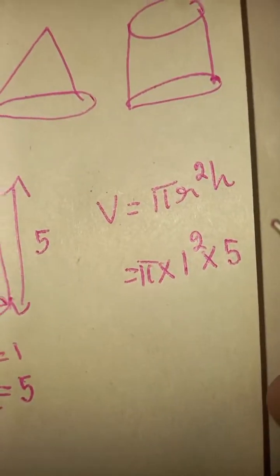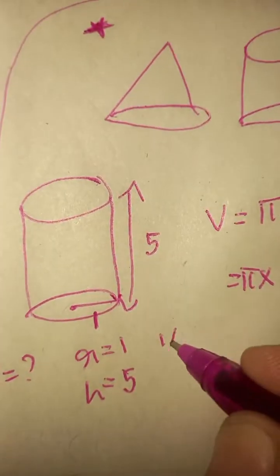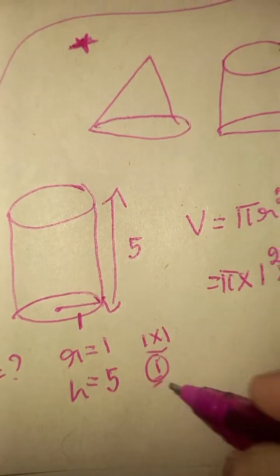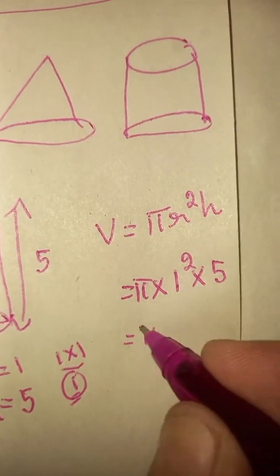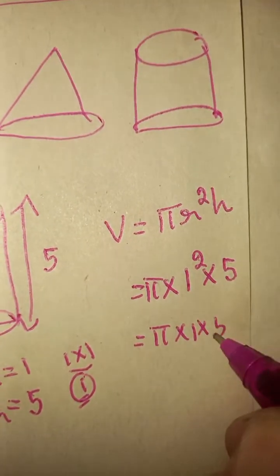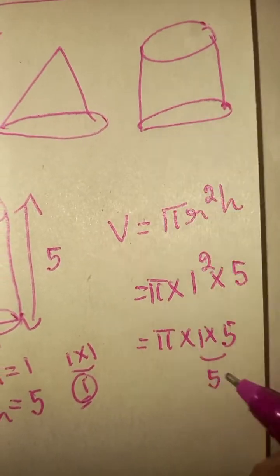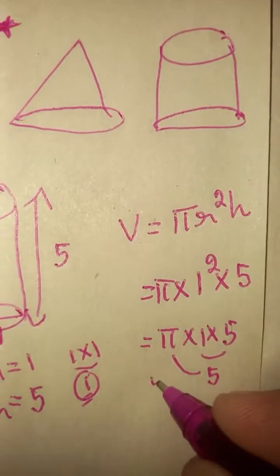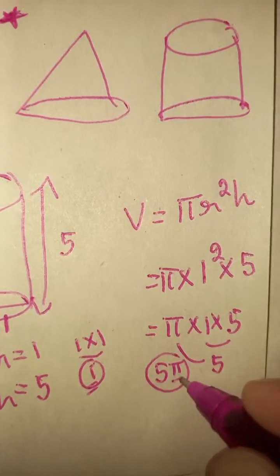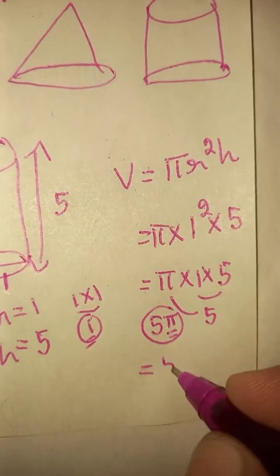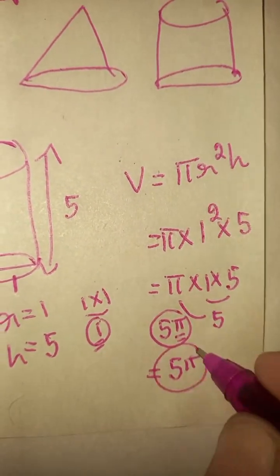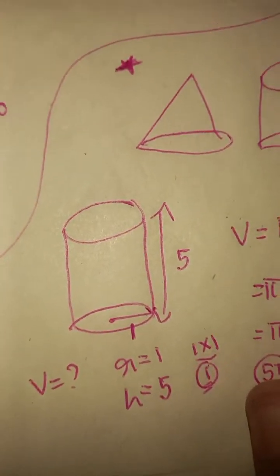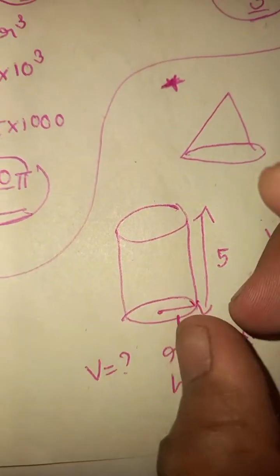Now you need to multiply it. 1 square means 1 times 1, which remains as 1. So this becomes pi times 1 times 5, which is 5 pi. So this is completely equal to 5 pi cubic units, which is the actual volume of this cylinder.